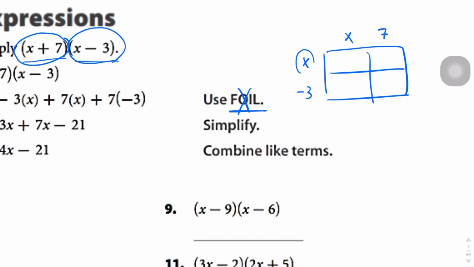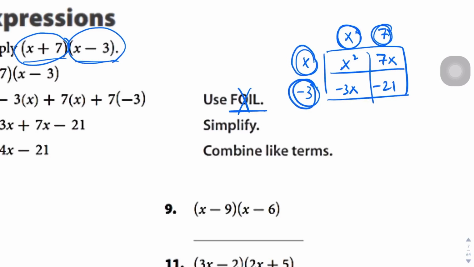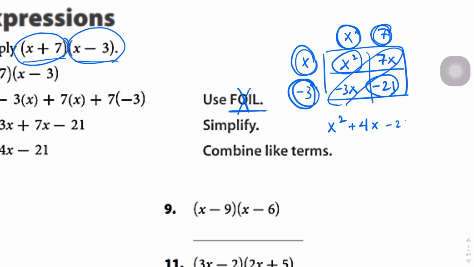So x times x is going to give us x squared. X times 7 is going to give us 7x. And then x times negative 3 is going to give us negative 3x. And then negative 3 times 7 is going to give us negative 21. Let's write the first term first, x squared. Then we're going to combine the like terms right here in the diagonal. 7x and negative 3x will combine for a positive 4x, since it's 7 minus 3 essentially. And then the last one, the negative 21, is just going to hang out there.